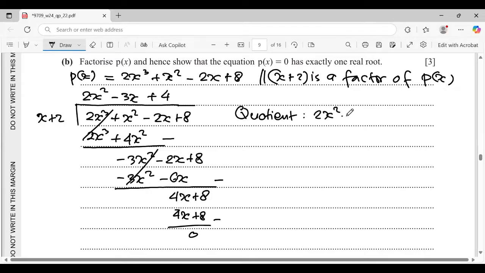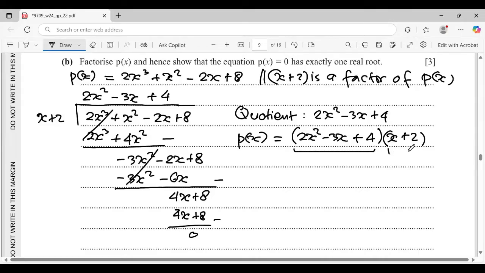2x squared minus 3x plus 4, and the remainder is 0. So we can state that P(x) equals (2x squared minus 3x plus 4) times (x plus 2). Now we're going to find the roots of this part and this part.